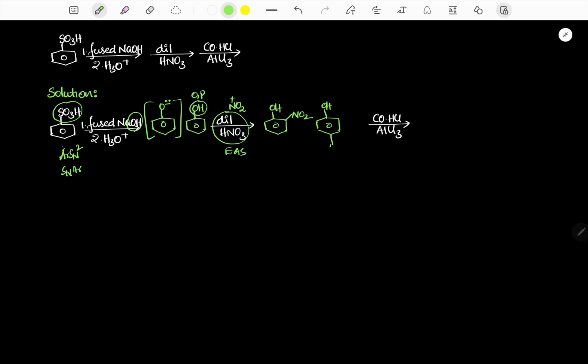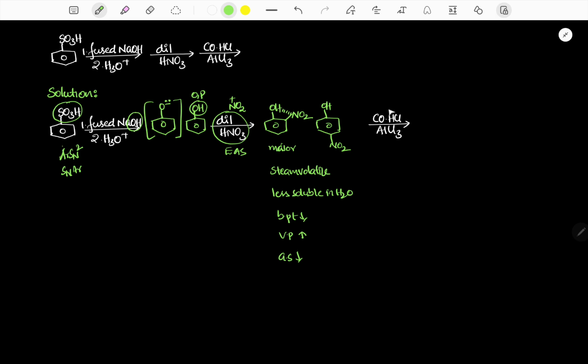O-nitrophenol and P-nitrophenol. Here O-nitrophenol is the major product because of intramolecular H bonding, and O-nitrophenol is also steam volatile and less soluble in water when compared to para. Its boiling point is also less, vapor pressure is high, and acidic strength is also less when compared to para.